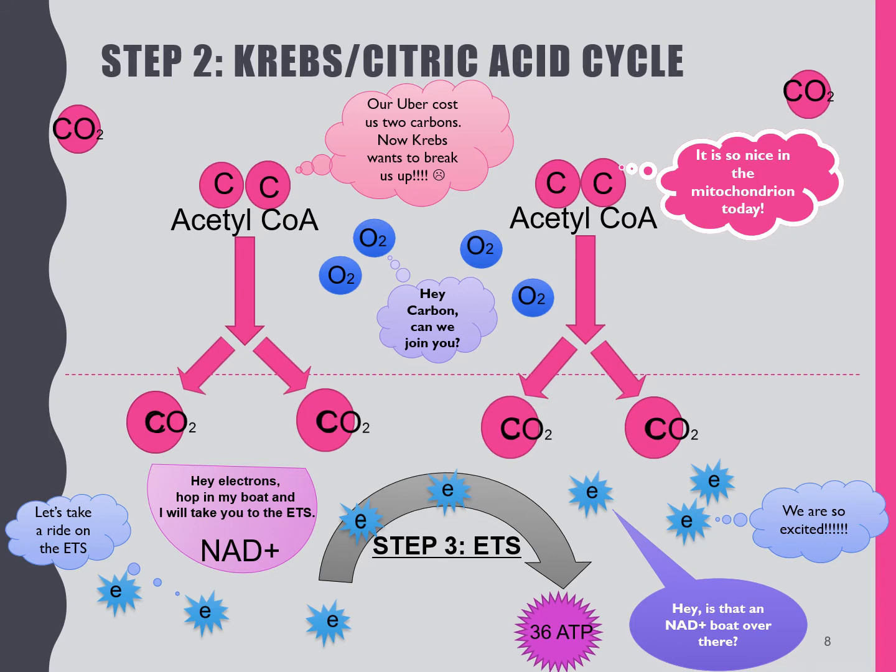And the last step, step 3 in our process, takes place with the electron transport system. Right, so the electron transport system is embedded in the inner folds of the mitochondria, and its job is to transfer energy from the electrons into molecules of ATP. And we're going to see a yield of 36 molecules of ATP. So how do they get to this electron transport system?